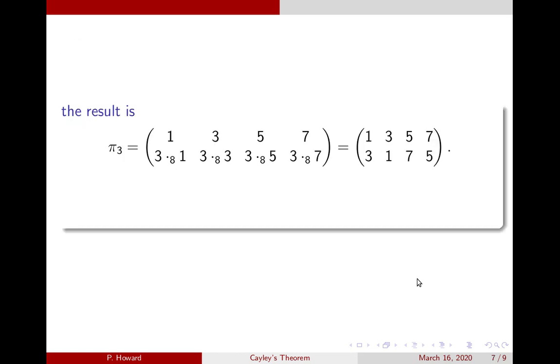So the result is this. Here's the matrix form of pi sub 3 before we do the multiplying, and here it is after we do the multiplying. For example, 3 times sub 8, 5 is 7. And leaving out the middle term of the equation, pi sub 3 is the permutation which in matrix form has top row 1, 3, 5, 7, and bottom row 3, 1, 7, 5.